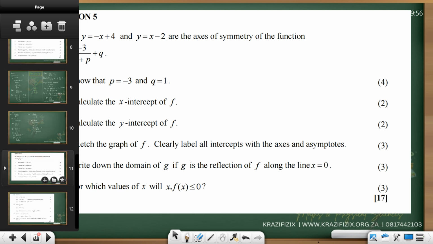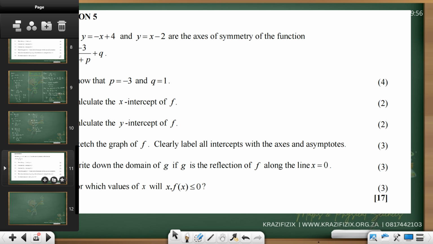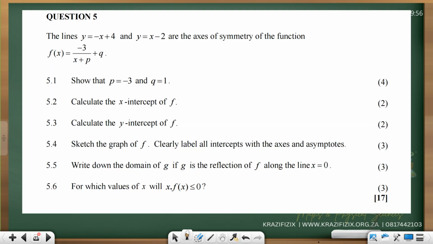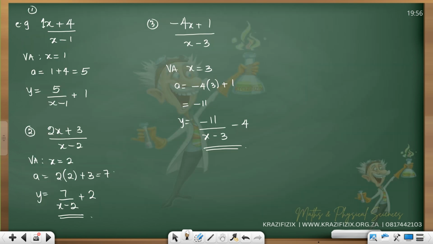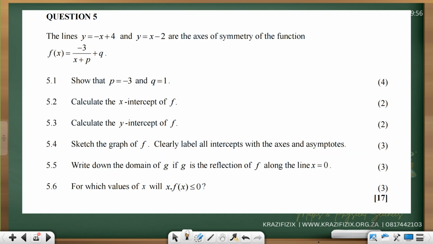What are we looking for now? We now have our f of x. We're looking for the x-intercept and the y-intercept. Beautiful. So what is f of x? And all of this is just to build to a particular point. What was it? Was it minus 3? Minus 3 plus 1. Okay.